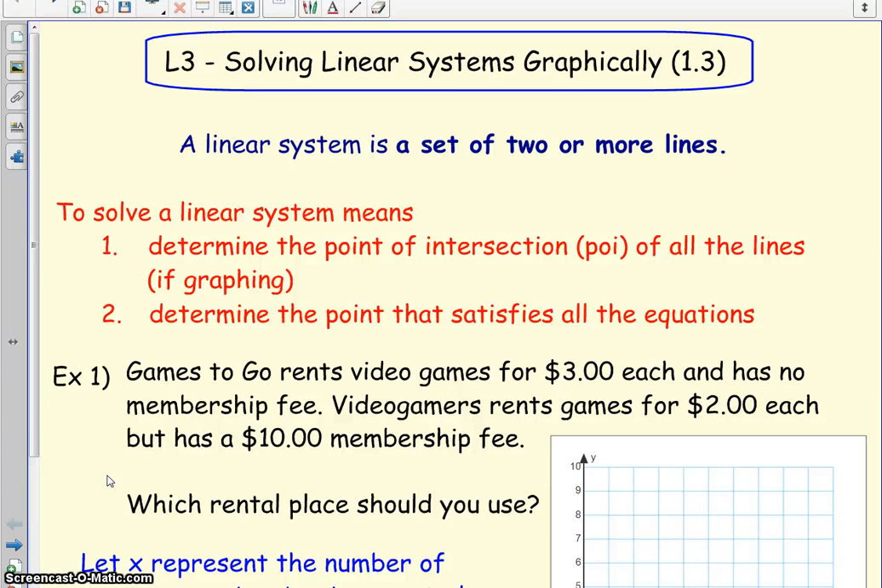Alright, so the very last thing you did at the end of grade 9 when it came to lines was looking at what was called a linear system. Now, if you don't remember what a linear system is, that's okay. It really is just looking at a set of two or more lines.